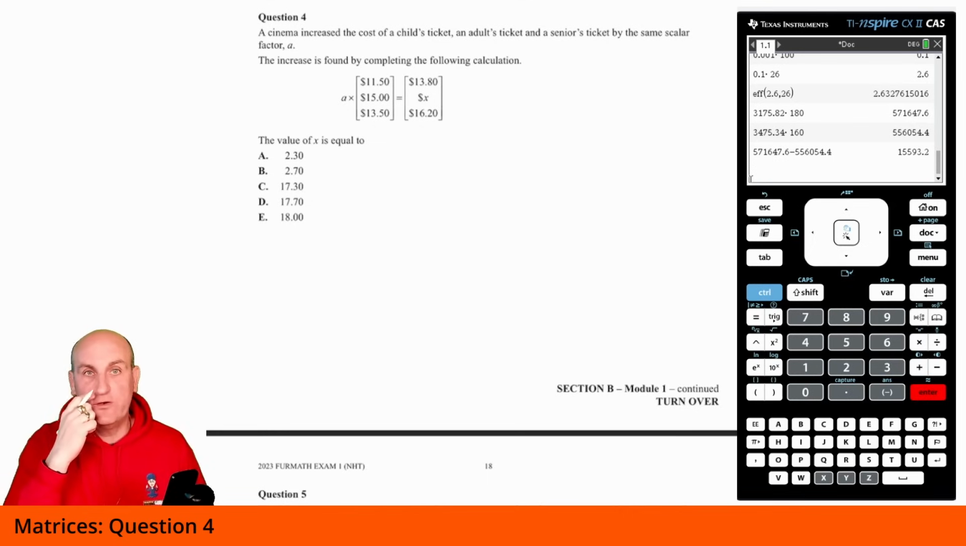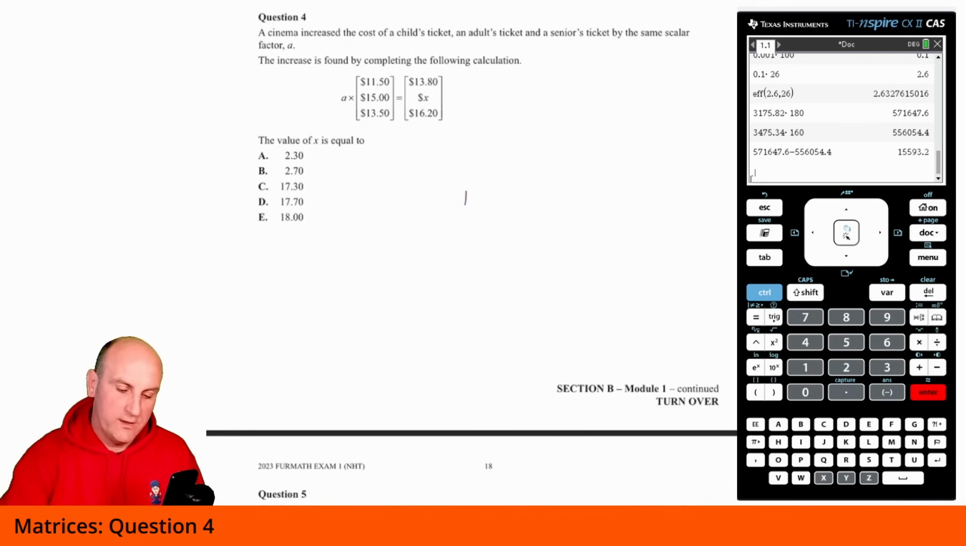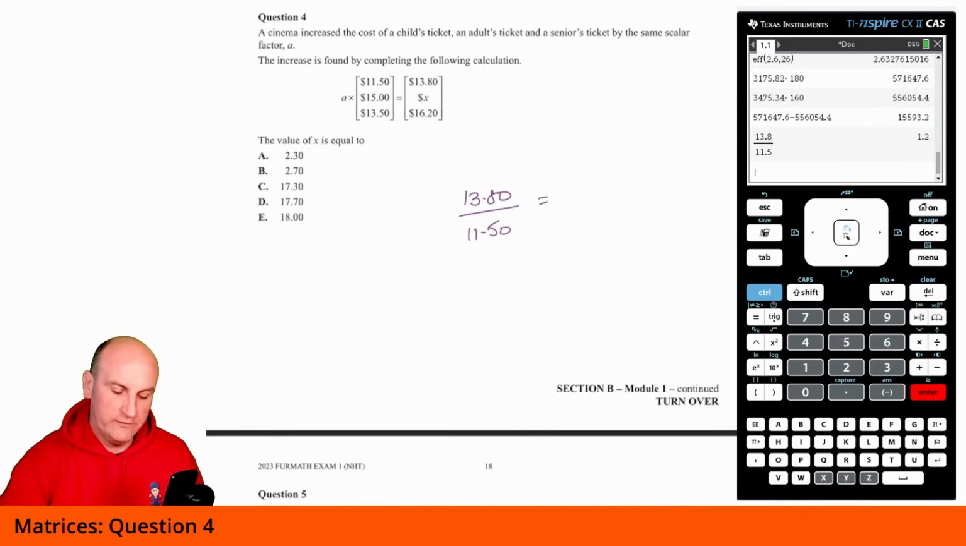A cinema increases the cost of a child's ticket, an adult's ticket, and a senior's ticket by the same scale factor A. The increase is found by completing the following calculation. The value of X is equal to, okay. So if I do 13.80 divided by 11.5, that's going to give me that value of A. Because it's a scalar, it means that this value here is multiplied by that to give me this, and A times that gives me this, and so on. So I should be able to undo that scalar by simply finding the value of A, dividing 13.8 by 11.50. Gives me 1.2. Now, why am I happy that that's probably good? Because it's a nice number.